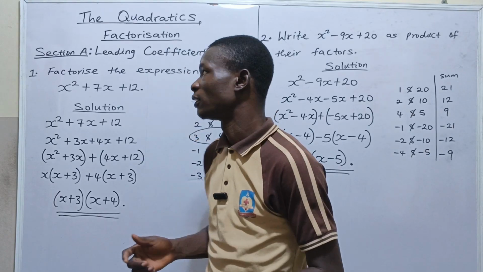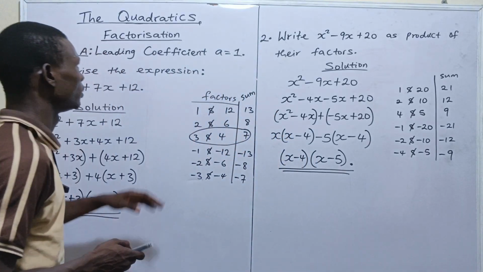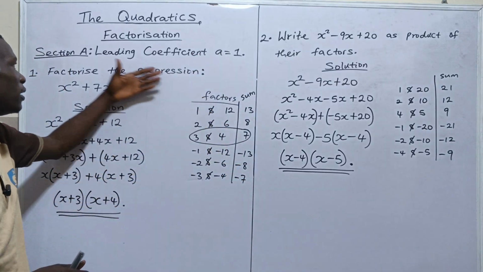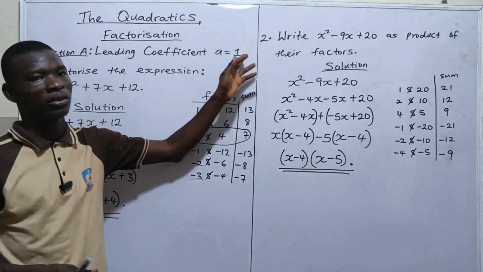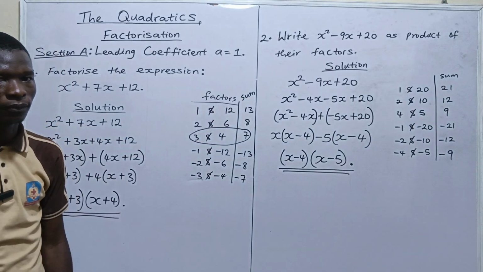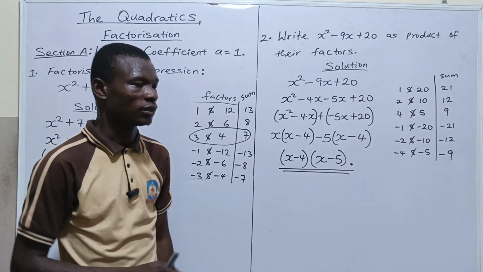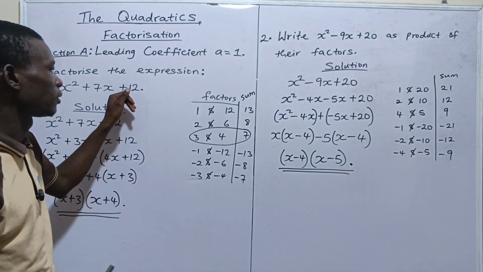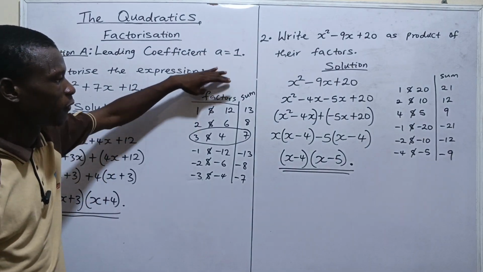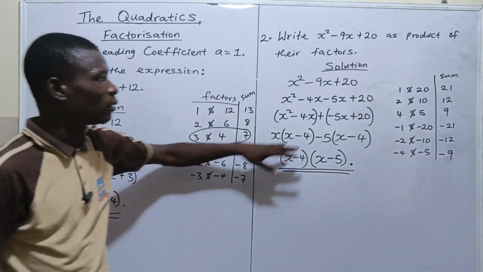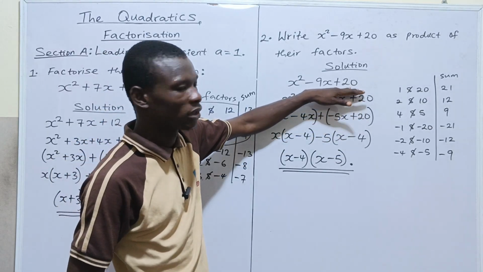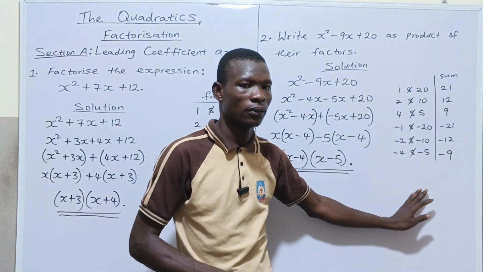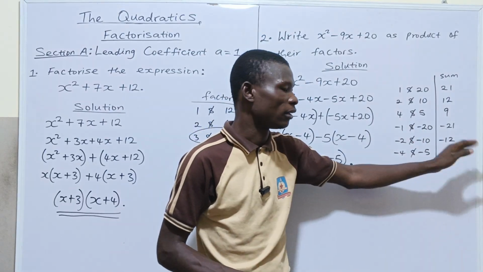So I believe with this, we've been able to deal with factorization of quadratic expressions, especially if the leading coefficient a is equal to 1. The only thing we have not done is that the factors we have considered so far are positive factors, because we have positive 12. We look for the factors of positive 12, then positive 20, looking for the factors of positive 20 also, and then their sum.